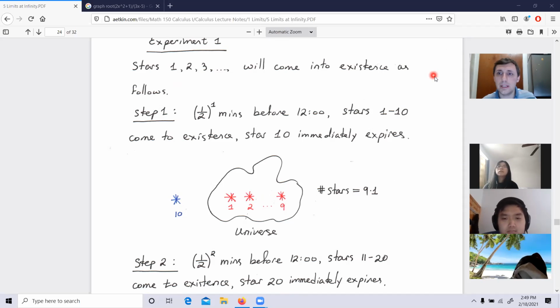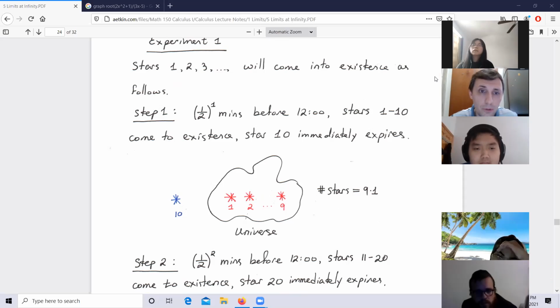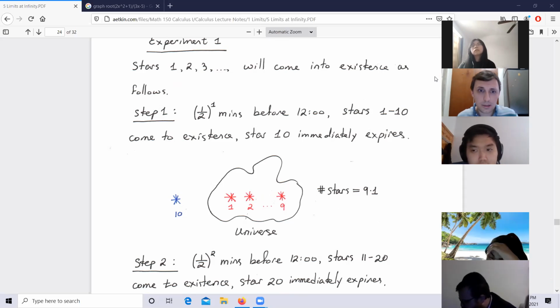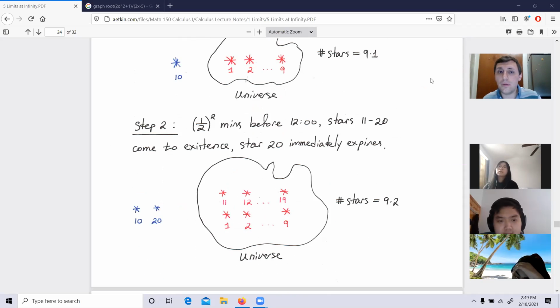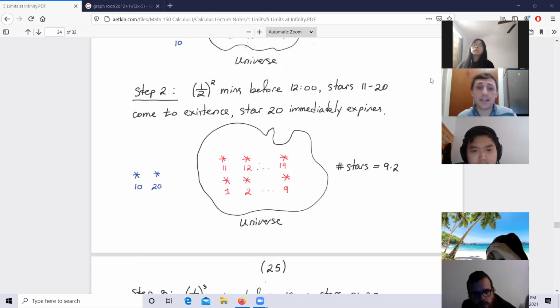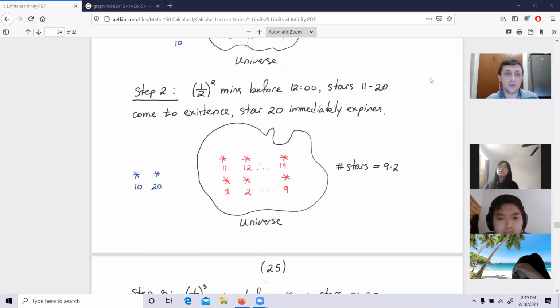So star number 10 immediately extinguished. Now, 1/2 minute before 12, how many stars do I have in my universe? Clearly, I have 9 stars. Yes, 9 stars. 1 extinguished. One star disappeared. Yes? Now, 1/2 squared, a quarter minute before 12, the next batch of stars appear in this universe: stars numbered 11 through 20, with star number 20 immediately disappearing from the universe, immediately extinguished.